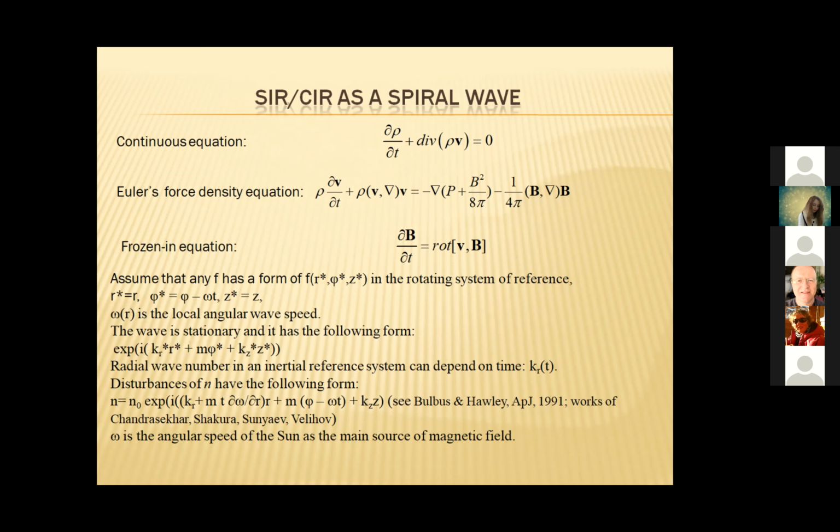And then we can move to an inertial system of reference. The wave number in this system of reference can depend on time, as you can see, and all disturbances have a more complicated formula with time dependencies. It's a well-known result which was used in many famous works. And we assume that the angular speed omega is the angular speed of the sun, because the sun is the main source of the rotating magnetic field in the heliosphere.